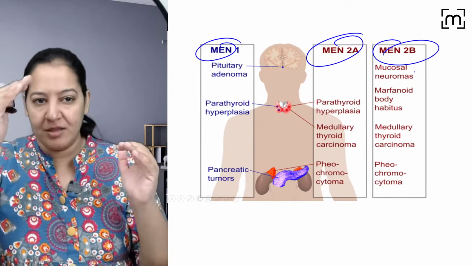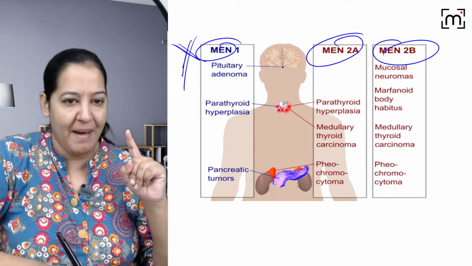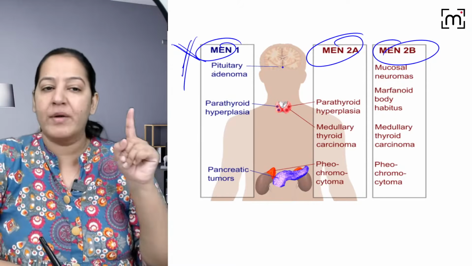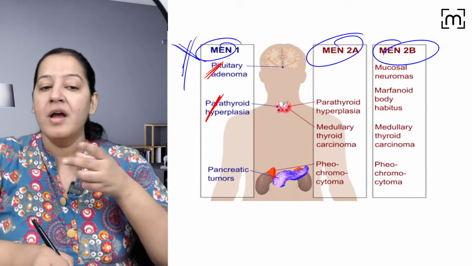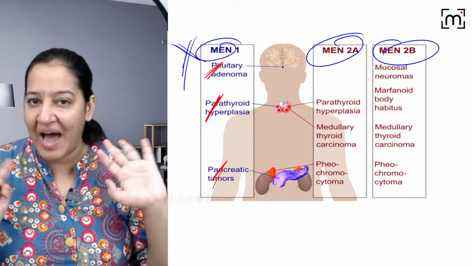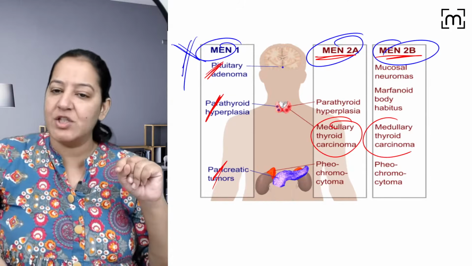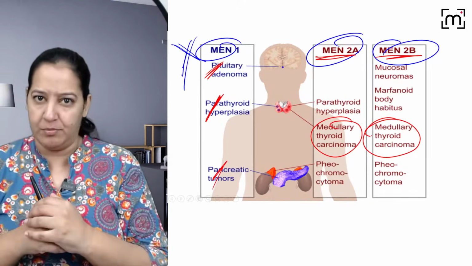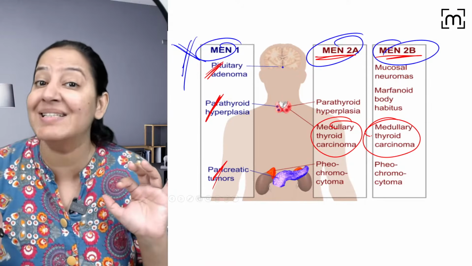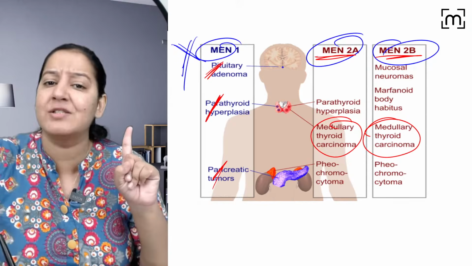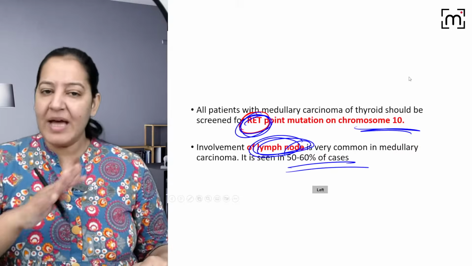You have to learn the syndromes, right? So in MEN 1, medullary carcinoma does not occur. In MEN 1 you can see other 3 tumors: pituitary adenoma in the brain, parathyroid hyperplasia, and pancreas tumor, but not thyroid medullary. But in MEN 2A and 2B, both have medullary carcinoma of thyroid along with other tumors. I'm not going into detail, but learn that it is associated with MEN 2A and 2B. So it has familial occurrence.